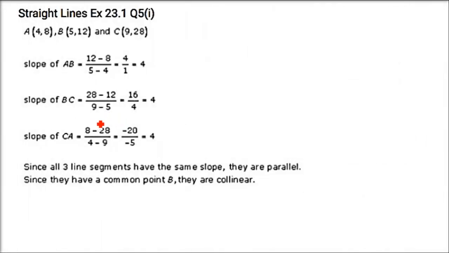Using the method of slope, show that the following points are collinear. Collinear means what? They are on the same line. Co and linear: linear means line, co means on the same line, collinear. So the slopes of the three lines which these three points form have to be equal. If we can find the slopes to be equal, we can say that these three points are collinear.